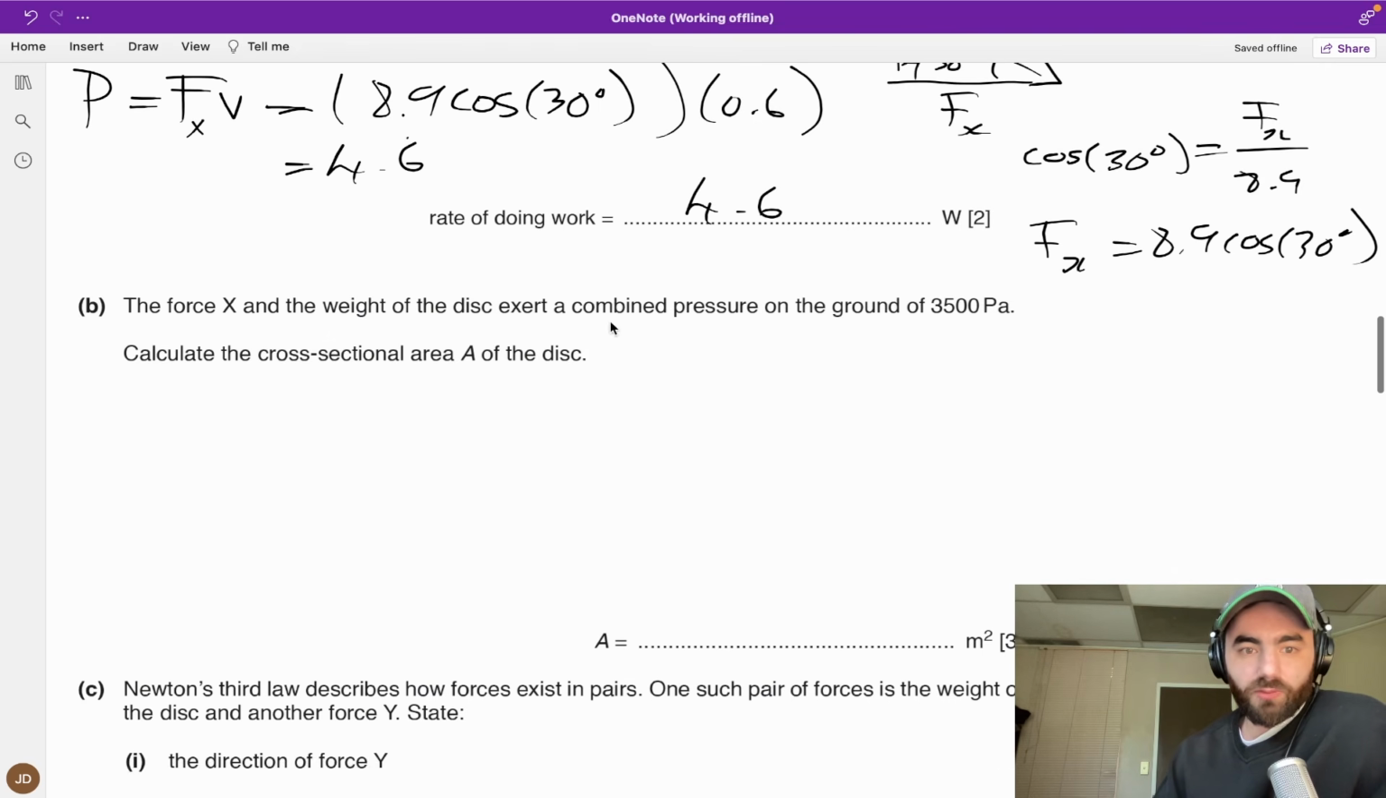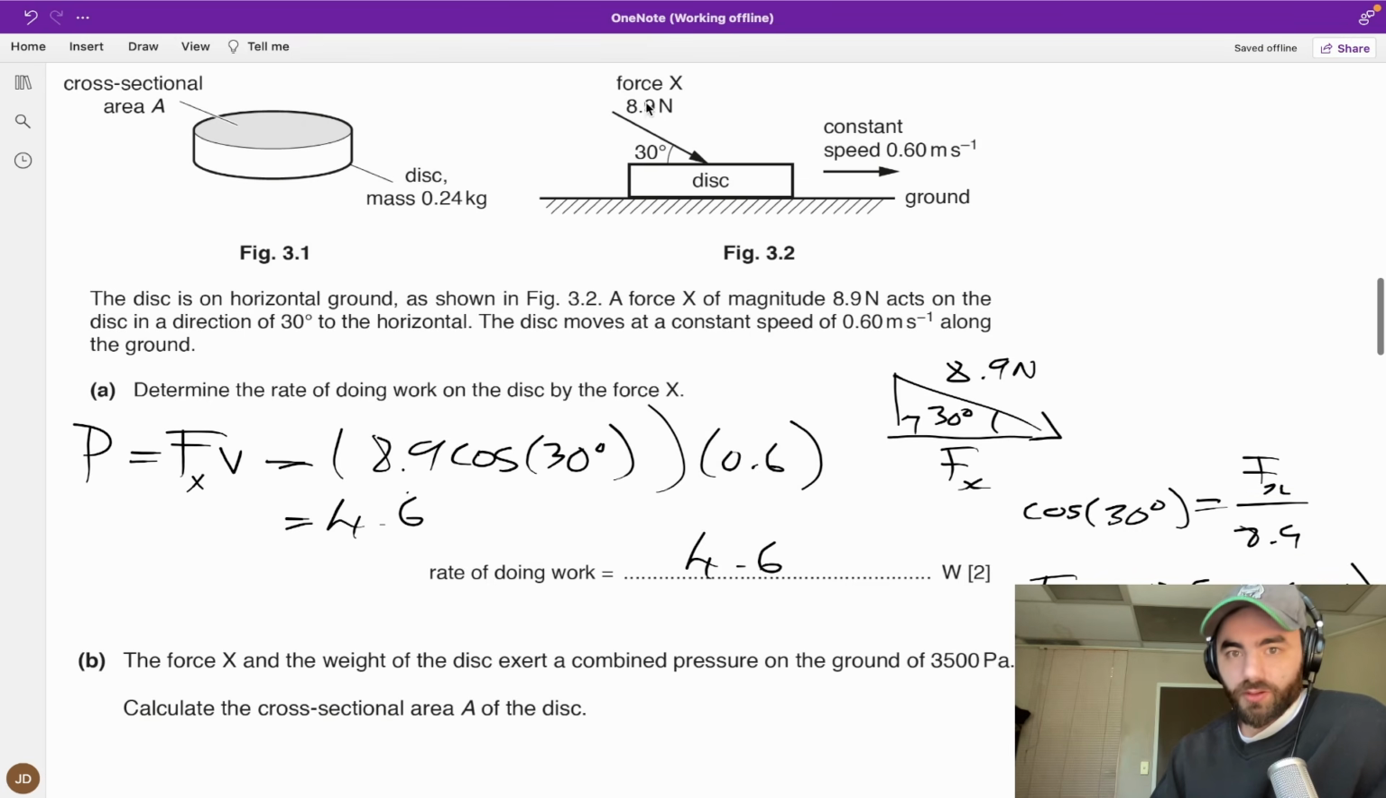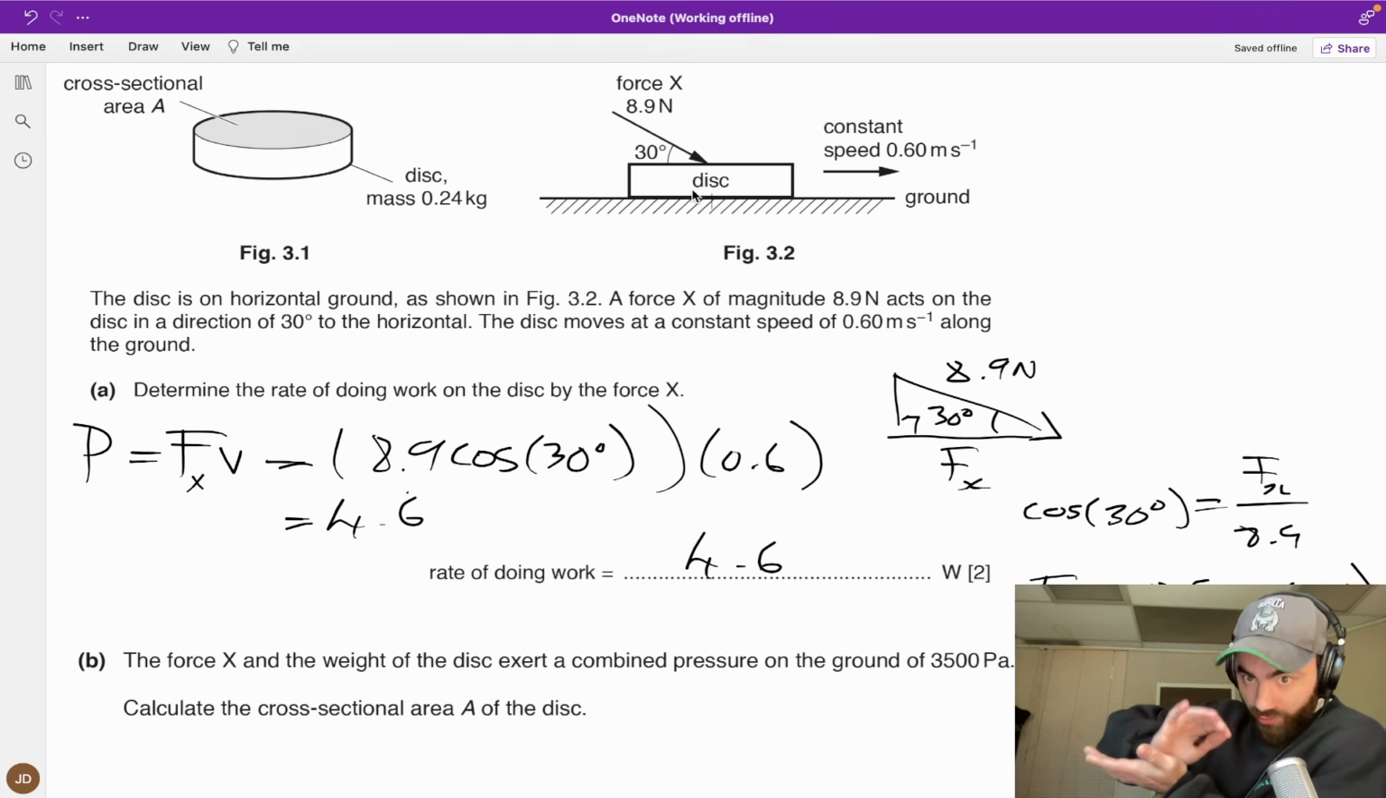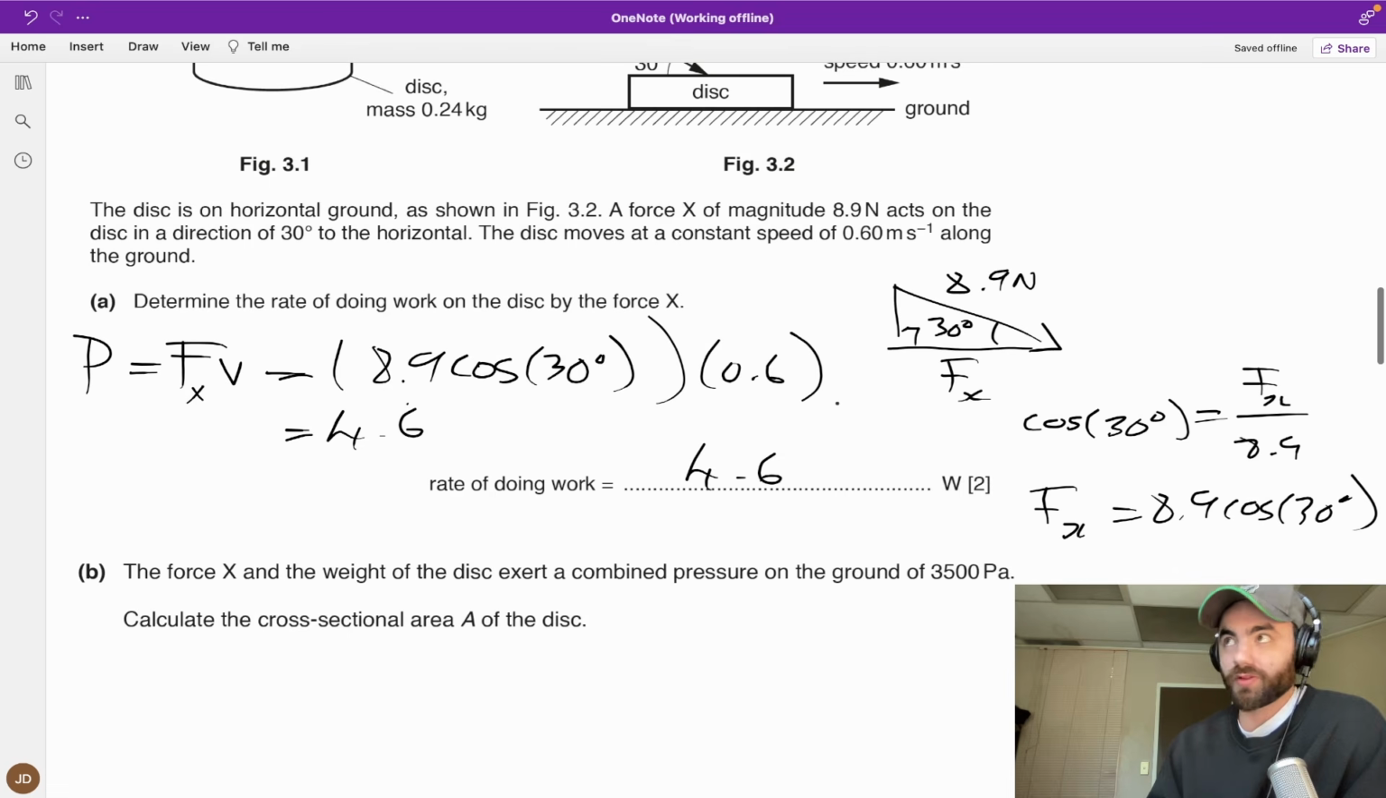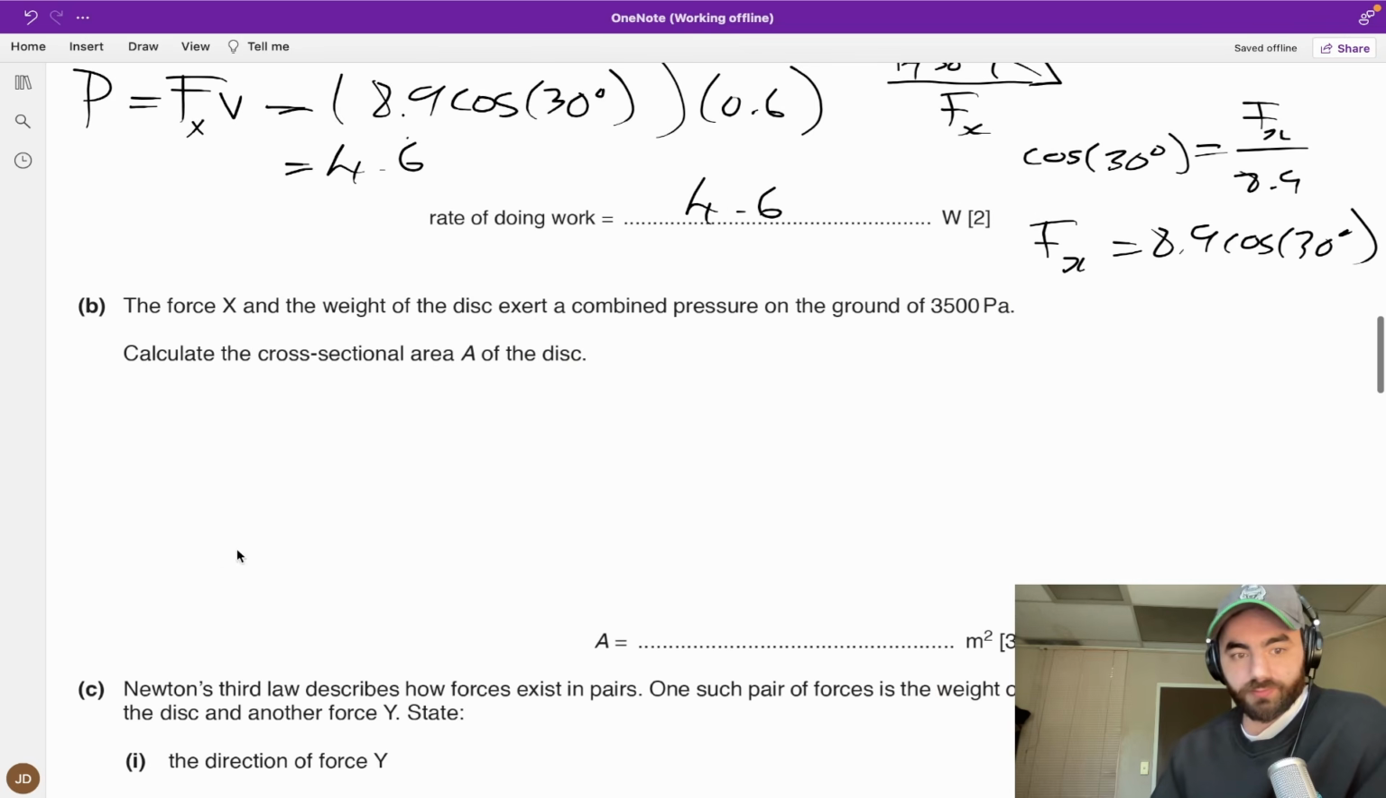Okay, the force Fx and the weight of the disk combined. So this is pressure now. So, this force will also have a vertical component acting down, which will be pushing the disk down, but it also has the weight pushing the disk down onto the ground. And so with these two forces, there's going to be pressure created on the ground, sort of like what I was talking about before with the heel. Okay, and this pressure, like we just saw before, is force divided by area. So therefore area is equal to force divided by pressure.